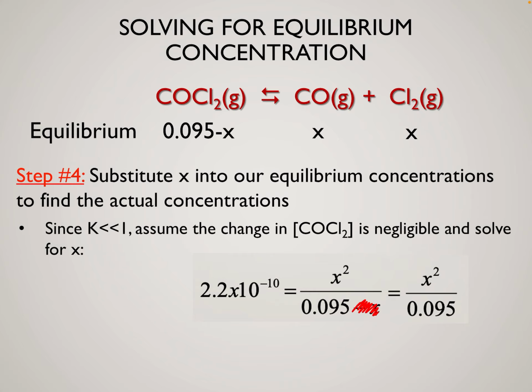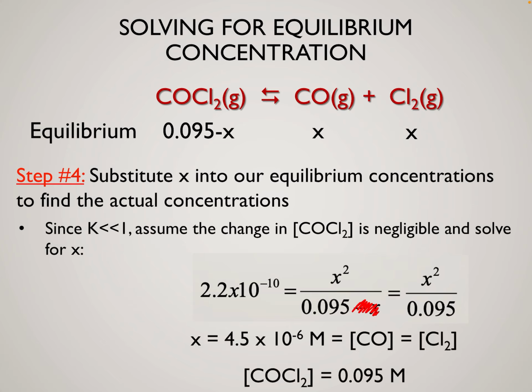Then we can multiply both sides by 0.095 and take the square root so that we can solve for x. When we do that, x will be 4.5 times 10 to the minus 6 molar. Okay, so if we were to then go through and solve for our equilibrium concentrations, at equilibrium, our carbon monoxide and our chlorine are both equal to x. So therefore, x is the equilibrium concentration of those two substances.